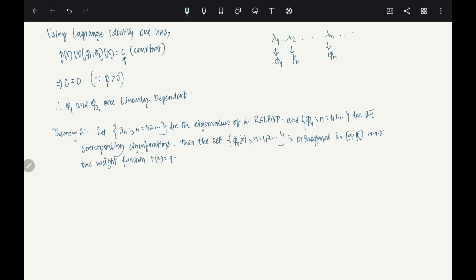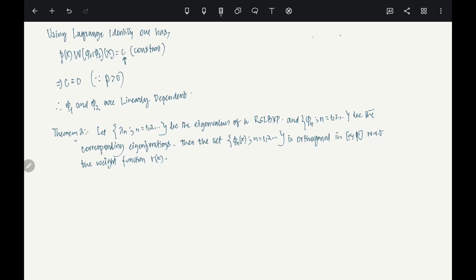So phi m times phi n, with respect to the weight function, Rx is fine. Rx equals to 1 also will work, but generally here there is an Rx, so we keep it. So basically they are orthogonal. It means the integral of phi m of x phi n of x times Rx dx is going to be 0, for m not equals to n. This is what the theorem is going to say.